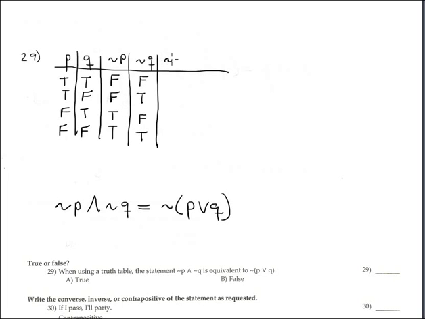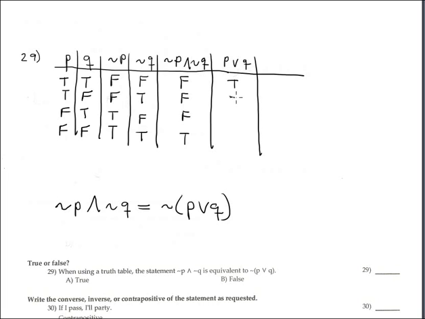Now, negation P conjunction negation Q. This is only true when both are true, this column and this column. It's only in the last one. The rest is false. Now, P disjunction Q, remember, this is true when at least one is true. This is true, true, true, and false. So we're using basically this and this column.